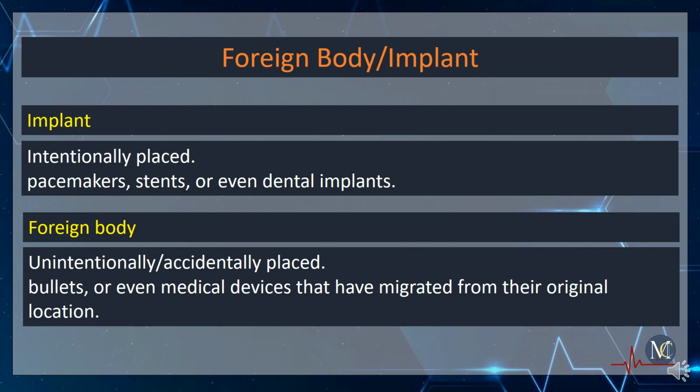On the other hand, a foreign body refers to any object or substance that enters the body from the outside and is not naturally present. Foreign bodies can be introduced accidentally or intentionally and may cause harm or discomfort if not removed. Examples include bullets or even medical devices that have migrated from their original location.